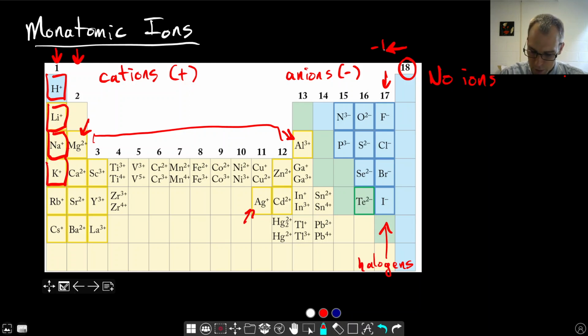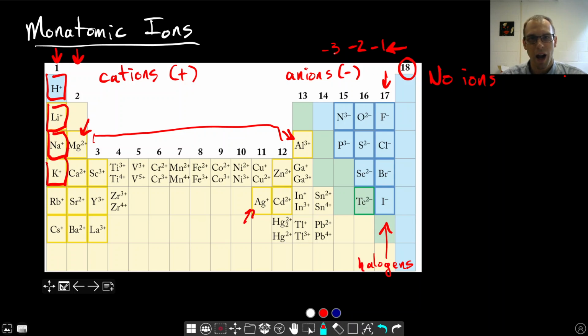As we go one more column over, we get to the -2 ions. So oxygen, sulfur, selenium, and tellurium. And then one more column over, we get the -3 ions, the nitrogen ion and the phosphorus ion, nitride and phosphide. And so these are some general trends that you can look at to know what charges you should expect for ions. This will be really useful.